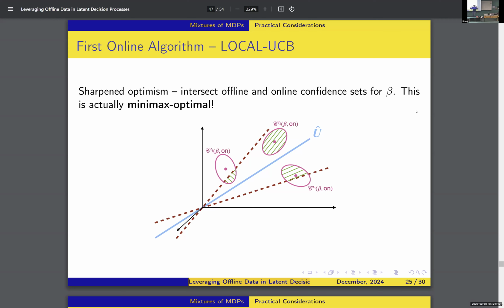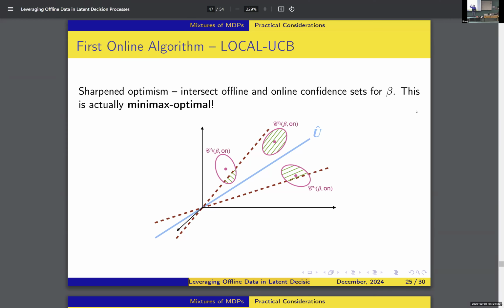In UCB, you do this optimistic thing of saying, if I have this uncertainty, I will act according to the best model in my uncertainty set. So now, instead of acting according to the best model in the whole set, you act according to the best model in just the smaller intersection. This speeds up your learning in a very concrete way. This turns out to also be minimax optimal, which means you cannot do better. This is the best you can do given a worst case example.